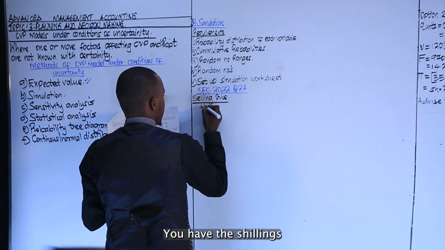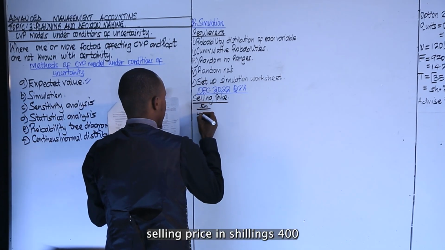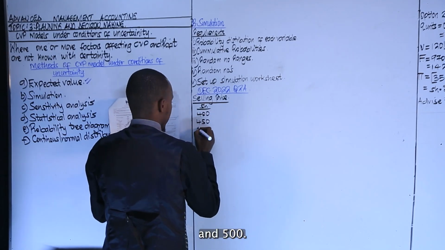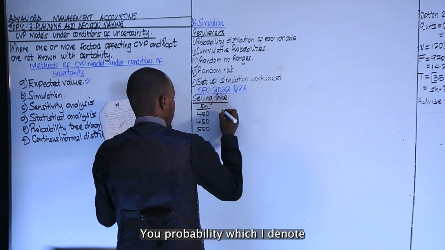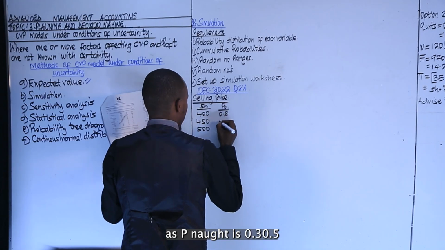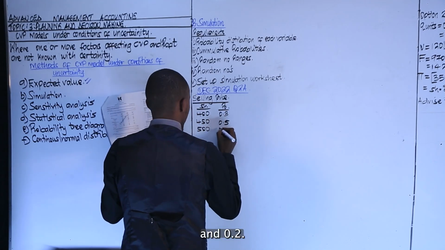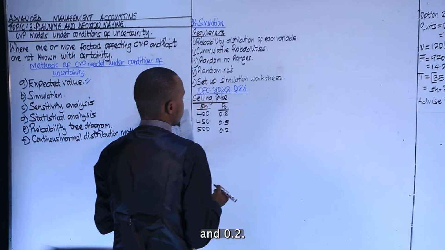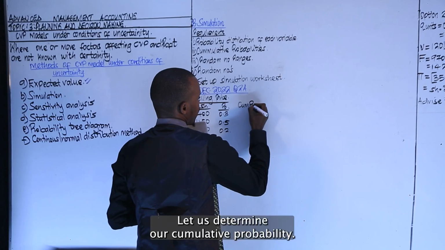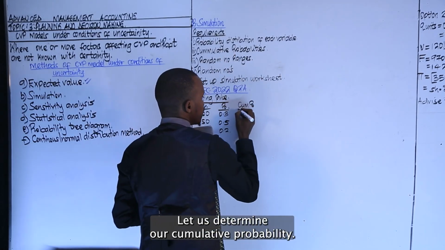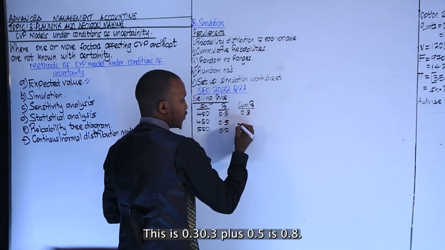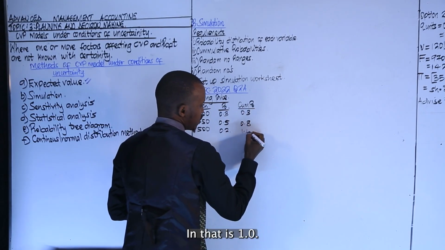We have the selling price in shillings: 400, 450, and 500. Your probability, which I denote as P0, is 0.3, 0.5, and 0.2. Let's determine our cumulative probability. This is 0.3. 0.3 plus 0.5 is 0.8, and that is 1.0.